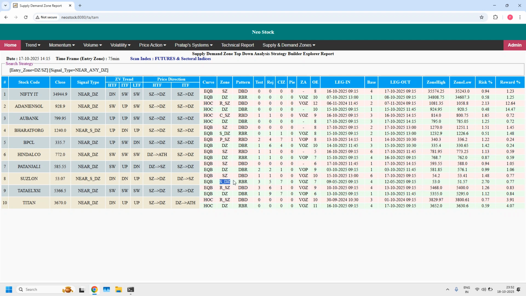Next, Suzlon is having a 75 minutes high liquidity demand zone. That's it. We got two 75 minutes high liquidity demand zones from this list.